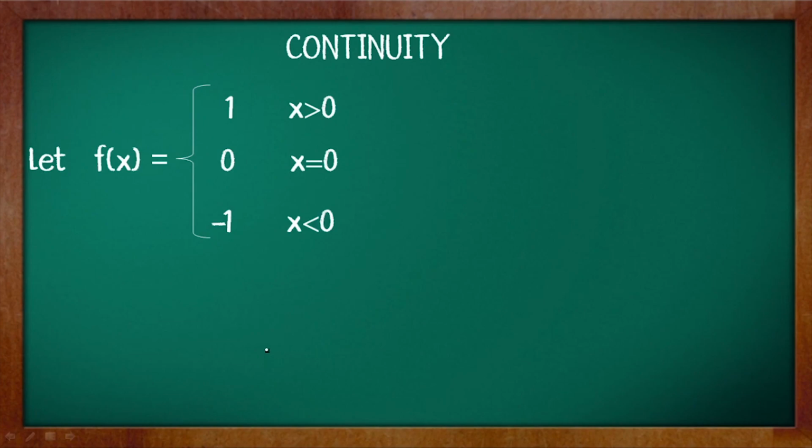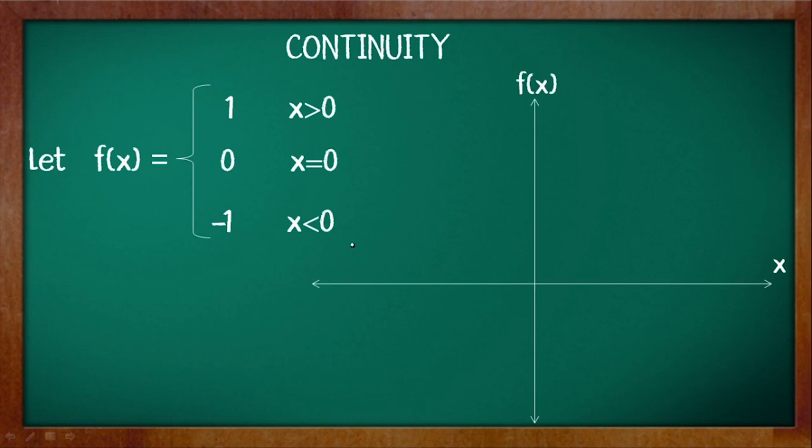Let us take one example where f(x) is defined as f(x) = 1 when x is greater than 0, f(x) = 0 when x = 0, and f(x) = -1 when x is less than 0. Let's try and plot this in the graph paper with x-axis and y-axis. We'll be plotting x on the x-axis and f(x) on the y-axis. Let's make a few points like 1, 2, 3 and 4 here on the positive x-axis. This is -1, -2, -3 and -4, and we have the same thing on the y-axis: 1, 2, 3 on the positive y-axis, and -1 and -2 on the negative y-axis. And let's try to plot this here.